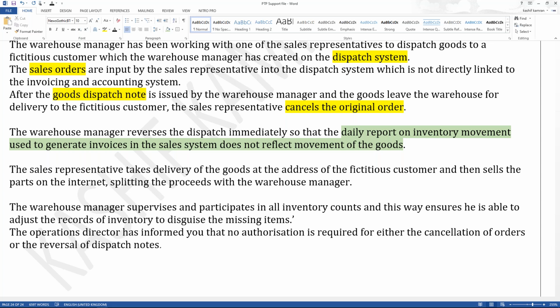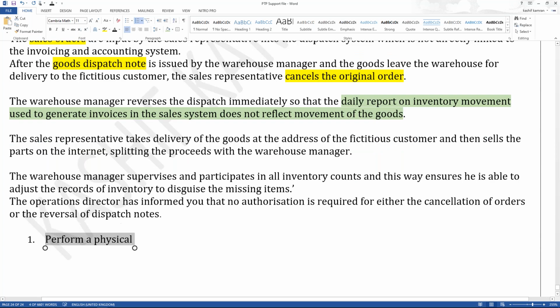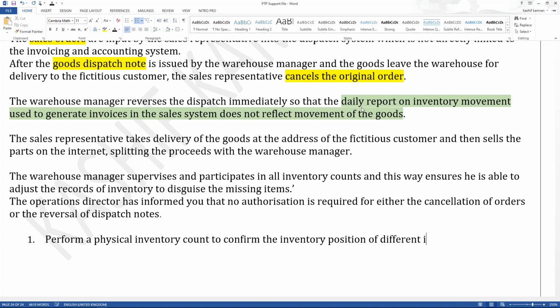I'll say number one, just 1 minute. I'll say perform. See how you pick procedures in the context of the case. You will say perform a physical inventory count. The examiner is telling us that in forensics you can do any procedure because you're doing an investigation. So you will perform a physical inventory count to confirm the inventory position of different inventory items. You will first perform a physical inventory count to confirm the inventory position of different inventory items.